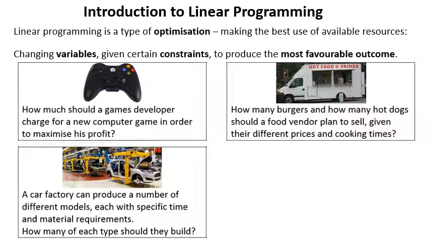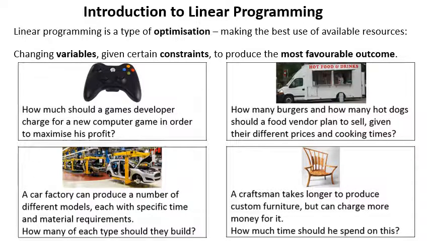A car factory can produce a number of different models, each with specific time and material requirements. How many of each type should they build? Just because one particular model of car is more profitable doesn't mean the factory can just make that particular model of car, because there may not be the demand for them. If you've got the capacity to make more, you have lots of different equations to try to balance up and make sense of. Various constraints will be involved, including the cost of the different materials, how long you can spend on each particular machine. And you need to weigh these together, build them into your overall model, and determine exactly how much time you're going to spend making each thing.